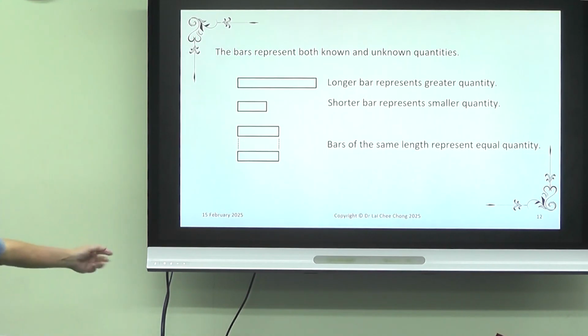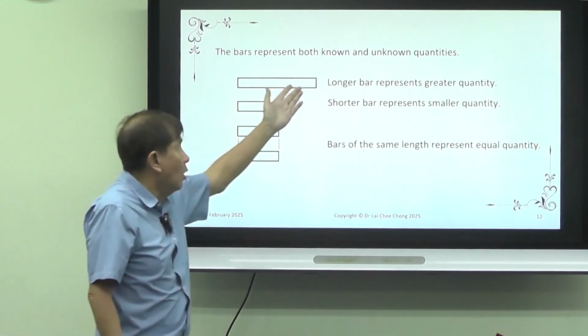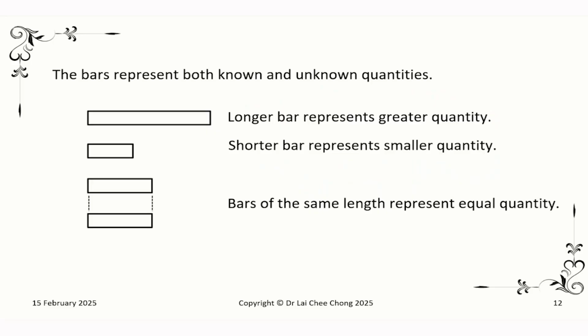Now, these bars, as I said, can represent what? Either known quantities or unknown quantities. Okay, so depending on what you want.